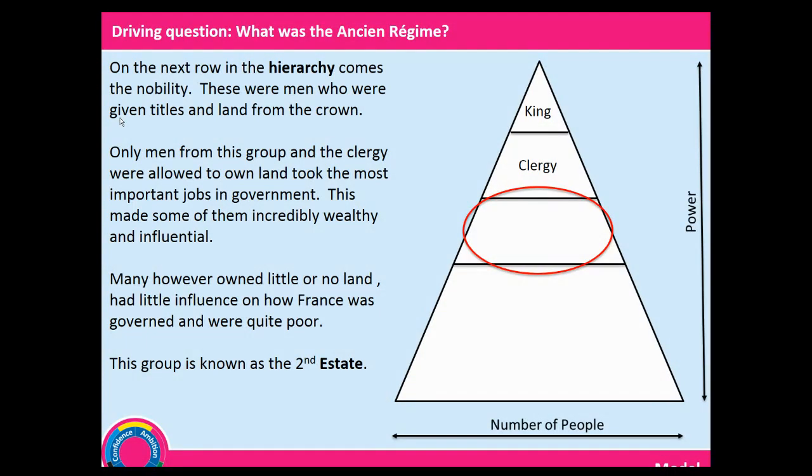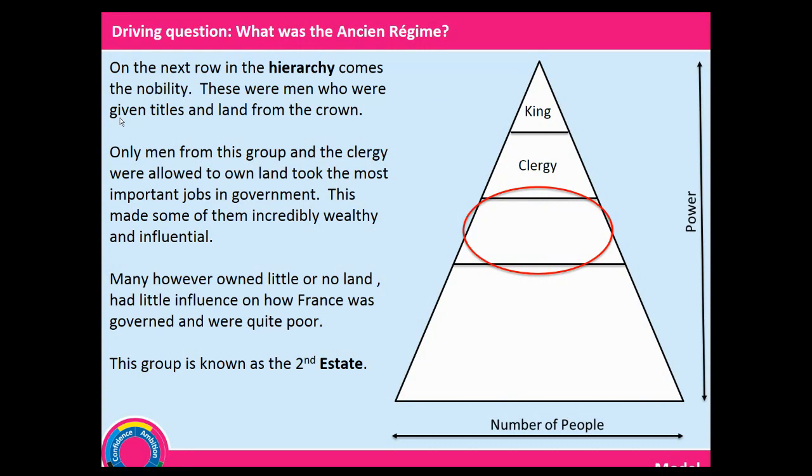On the next row in the hierarchy comes the nobility. These were men who were given titles and land from the crown. Only men from this group and the clergy were allowed to own land and took the most important jobs in government. This made some of them incredibly wealthy and influential.